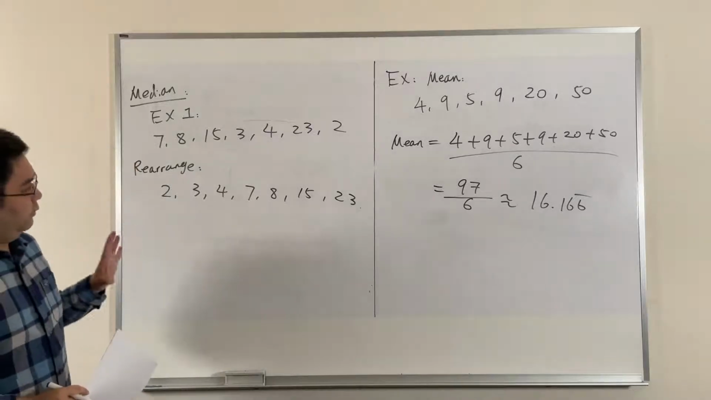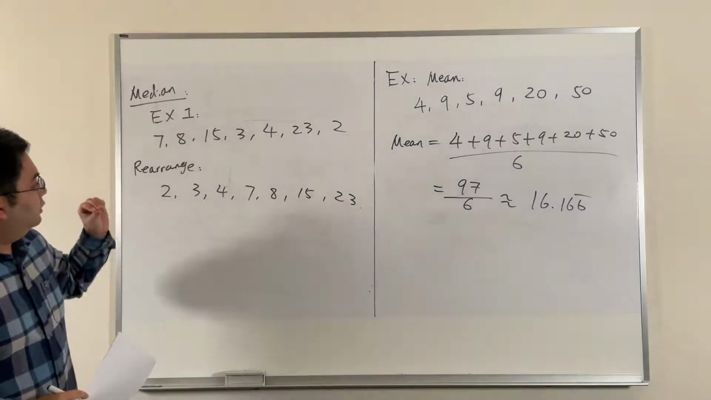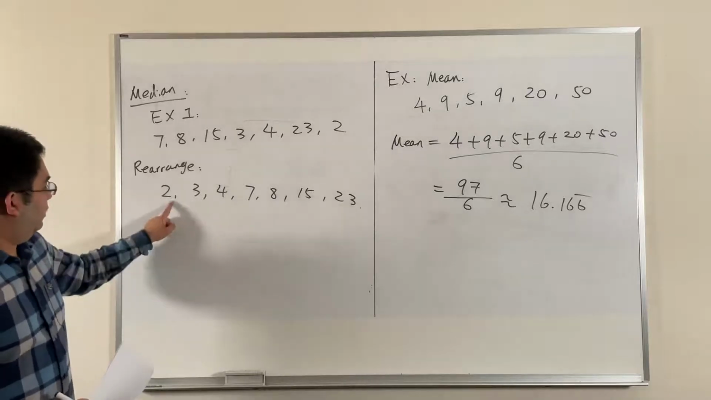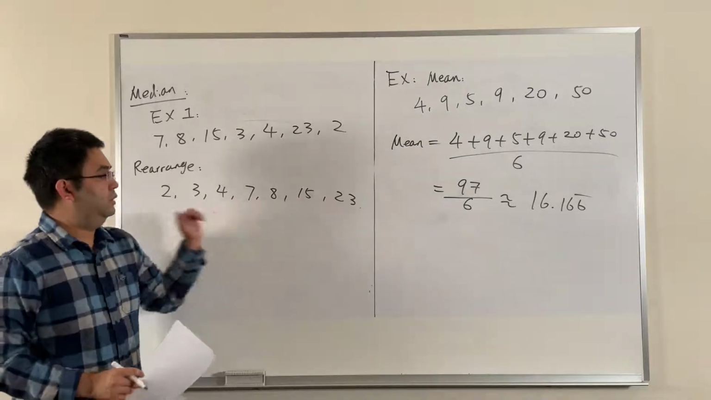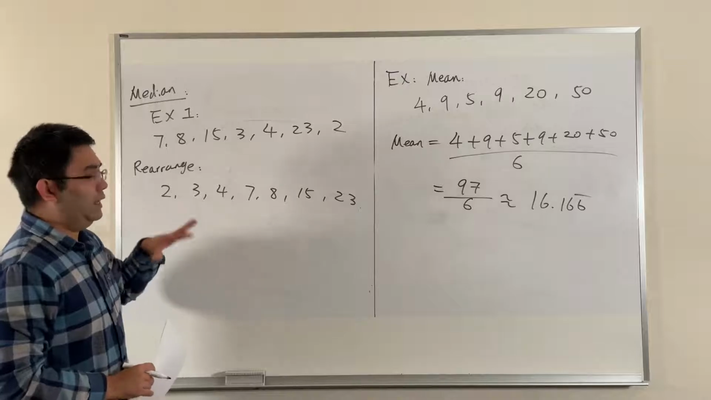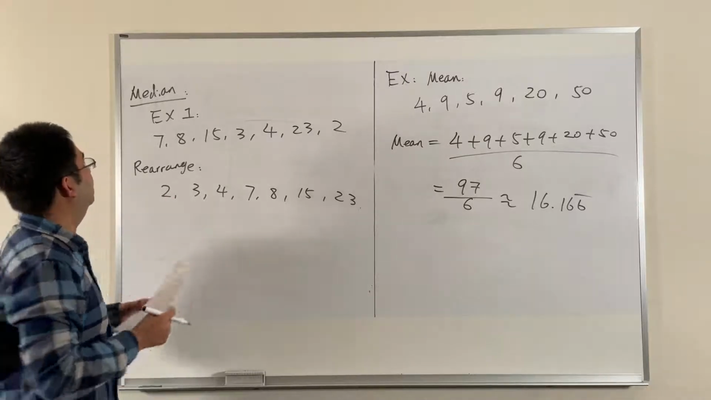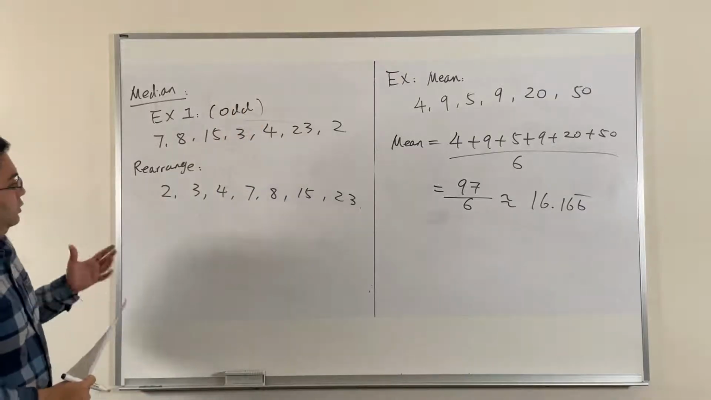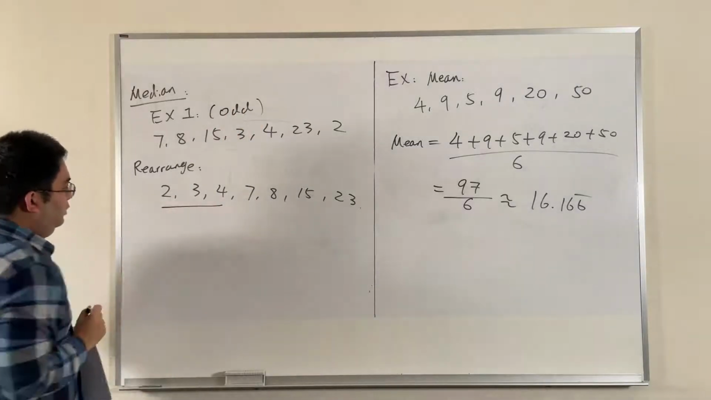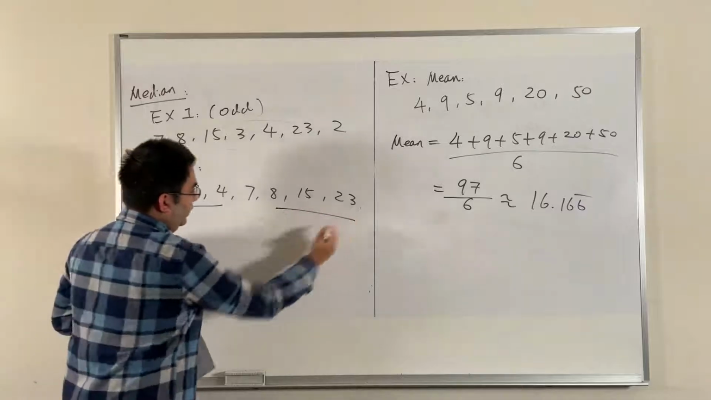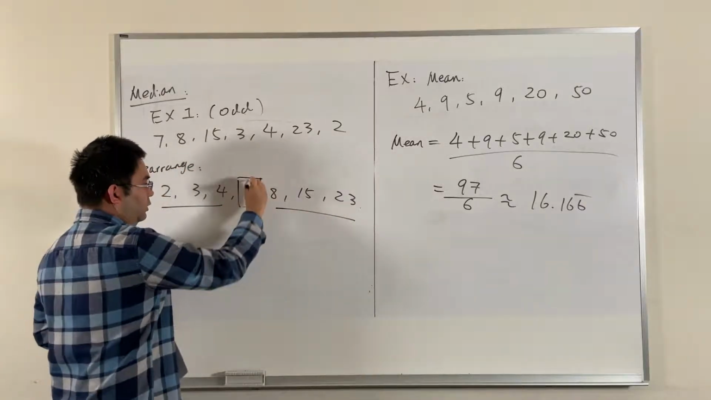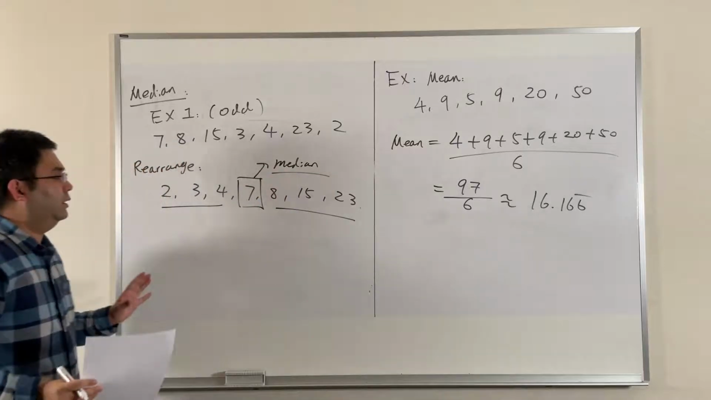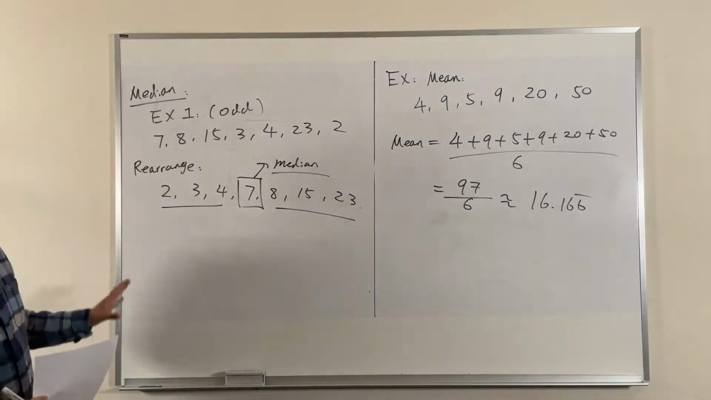So what you see here is that the number of values in the data set is an odd number: 1, 2, 3, 4, 5, 6, 7, so 7 in total, which means it's quite easy to pick out the middle number. You count 3 and you count 3, and then the 7 right in the middle is your median. That's how you find the median when you have an odd number of data points.